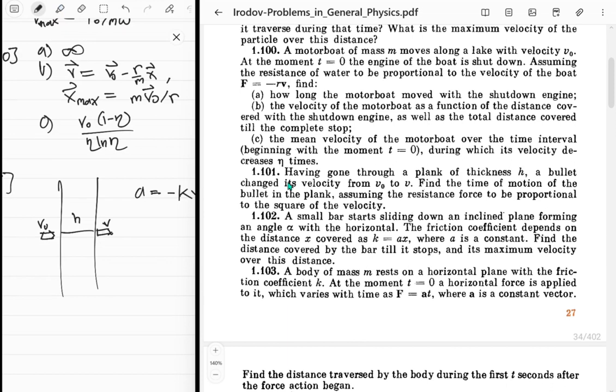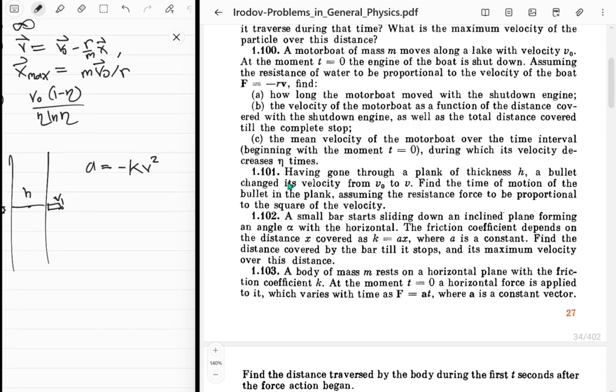Let's just call the final velocity v1. Whenever the bullet is in between, whatever velocity it has, this will be the relation. And it isn't that hard. You just need to figure out what k is first, because without knowing that, how am I going to do anything? So how do you figure that out?